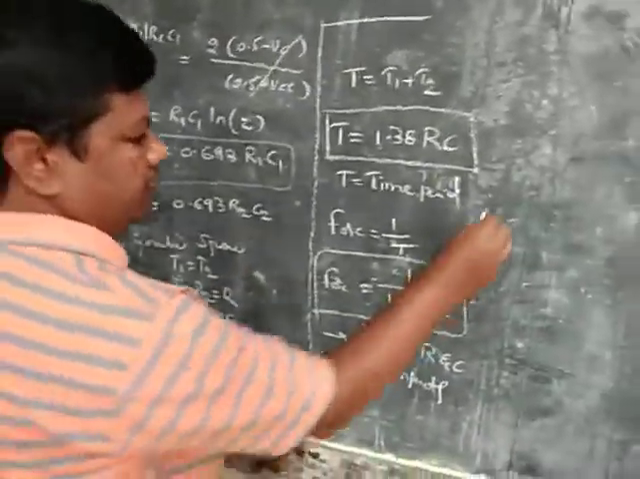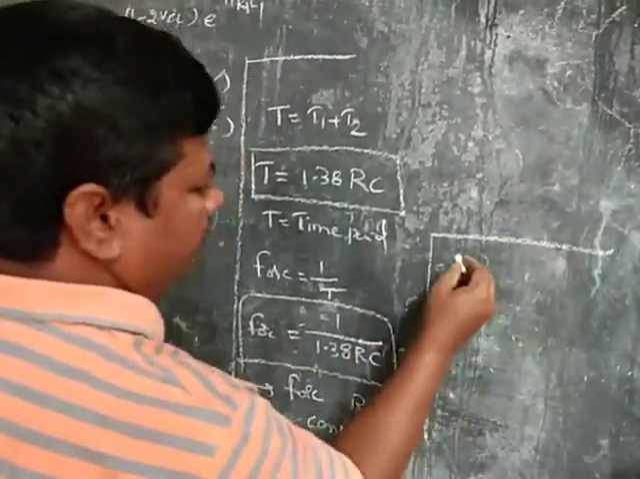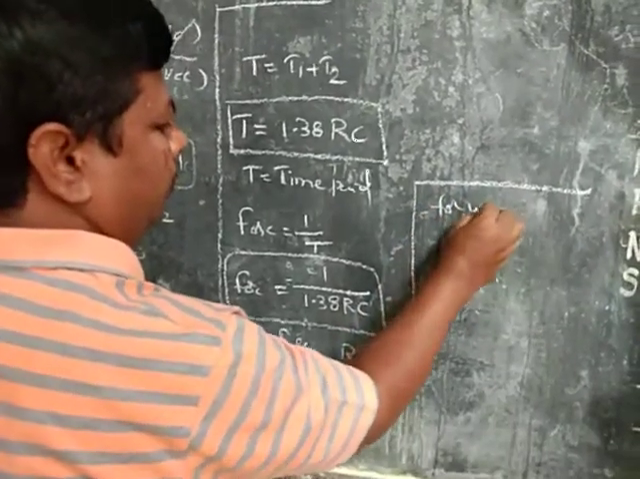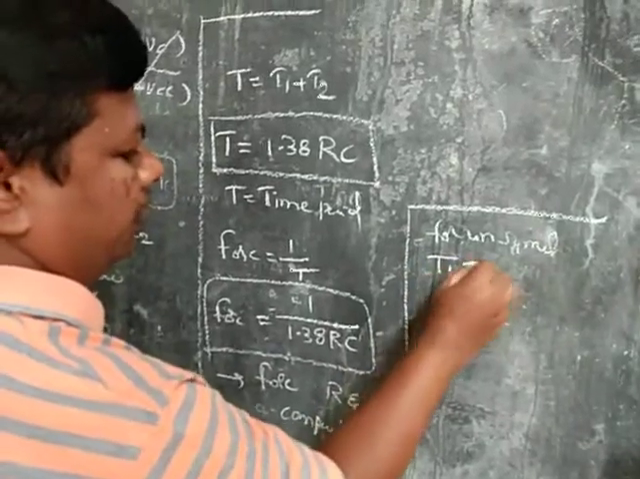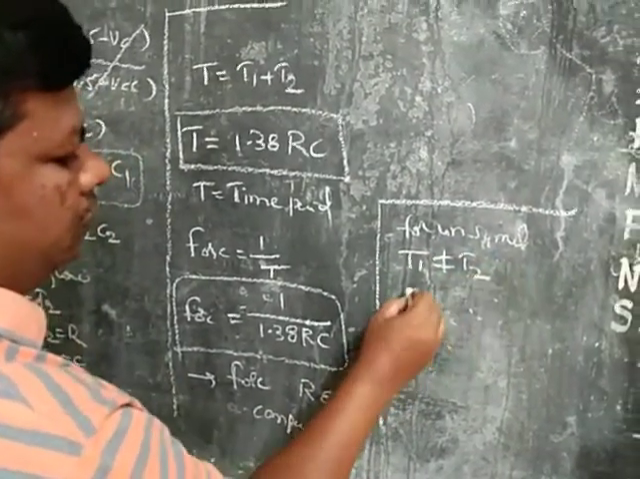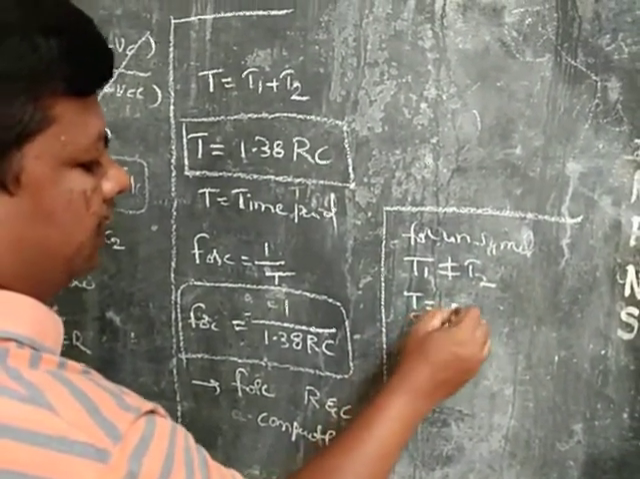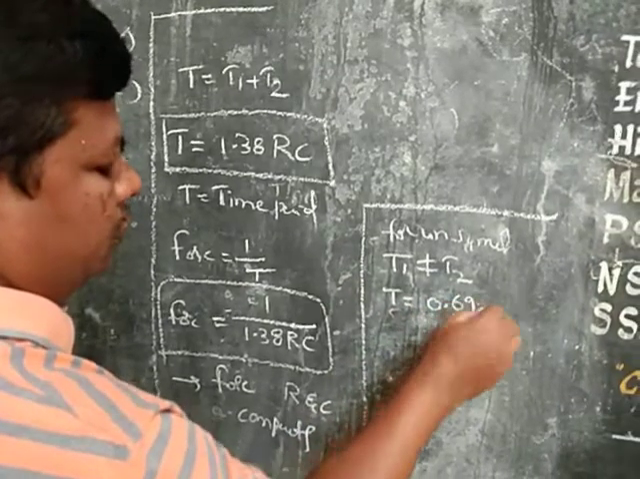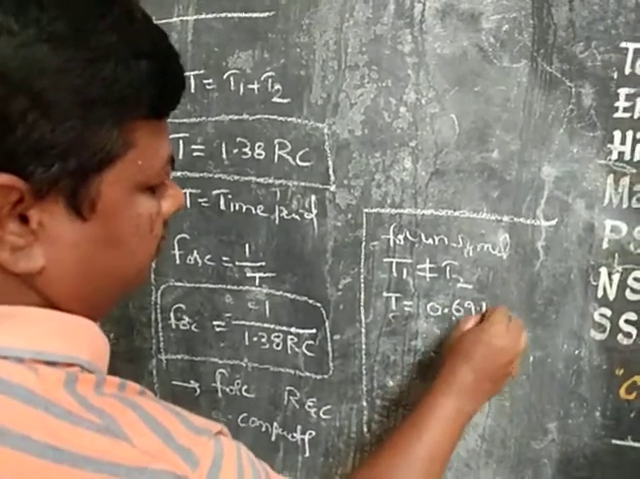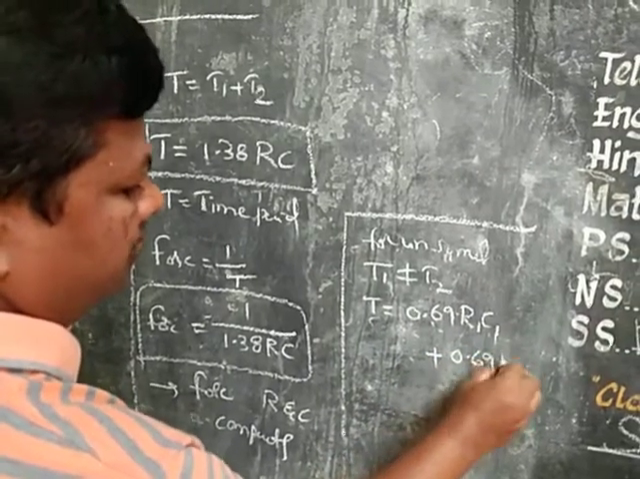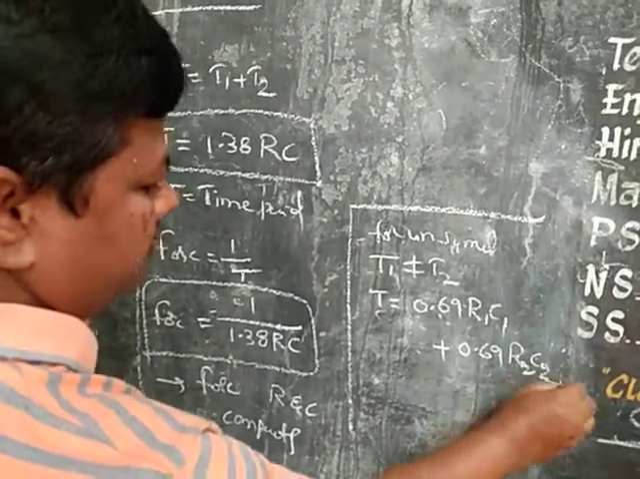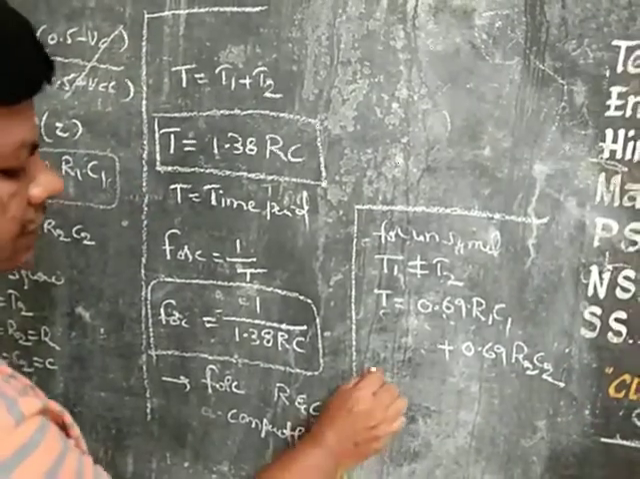For unsymmetrical, T1 not equal to T2, so that capital T is equal to 0.69 R1 C1 plus 0.69 R2 C2, where T is the time period.